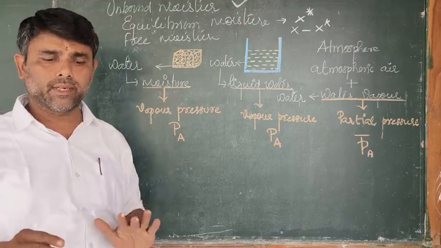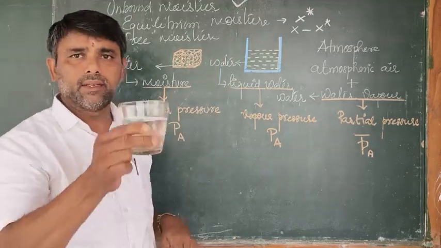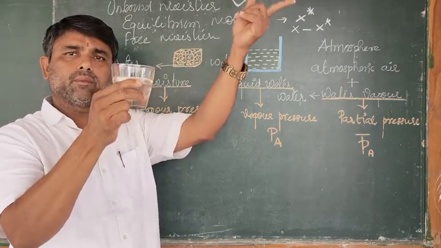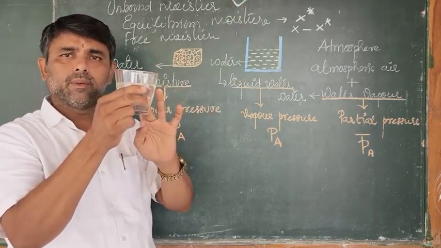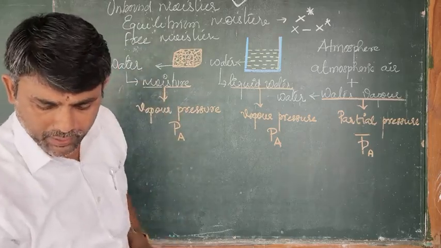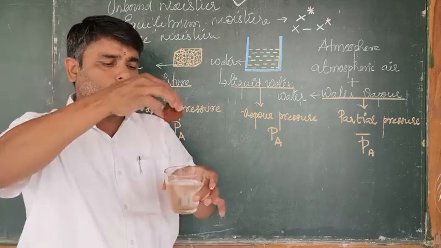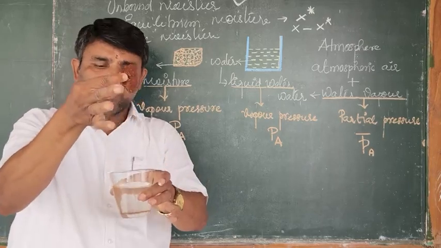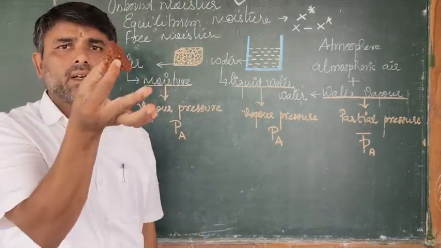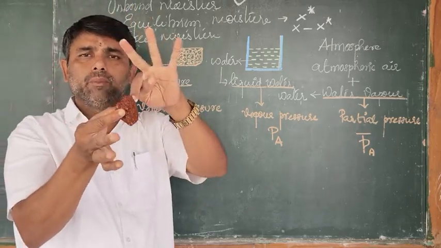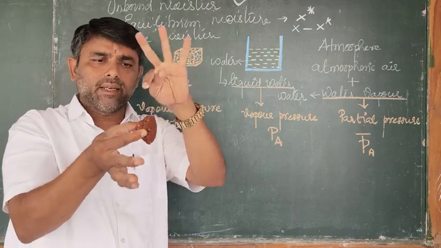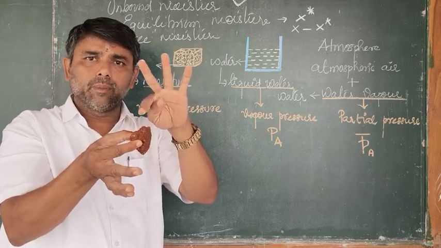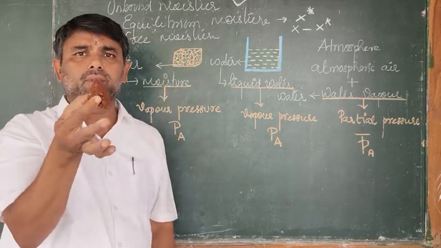Once again, repeating the pressure. This is a container, a glass filled with water. Water exerts a certain amount of pressure against the atmosphere. This pressure is called vapor pressure. This is a brick wetted with water. This brick also contains a certain amount of water. The water present in the wet brick is called moisture. The pressure exerted by the water content present in the wet brick, that means the pressure exerted by moisture, is called vapor pressure.